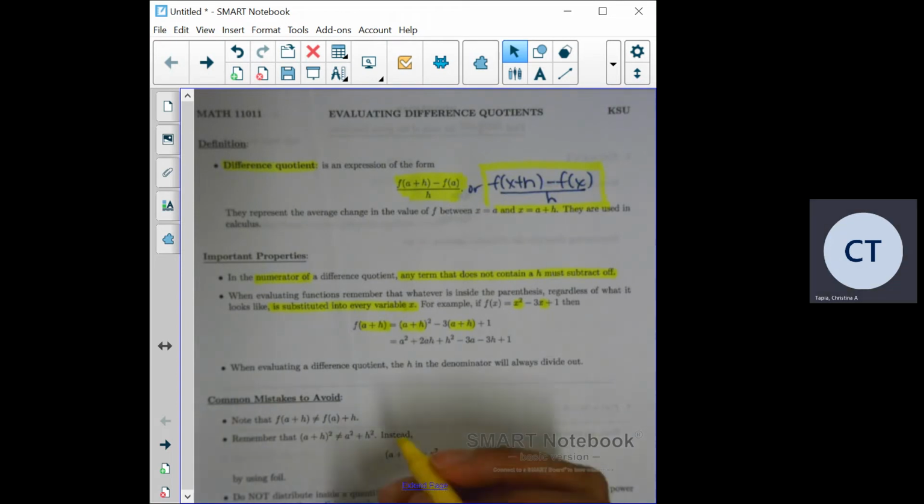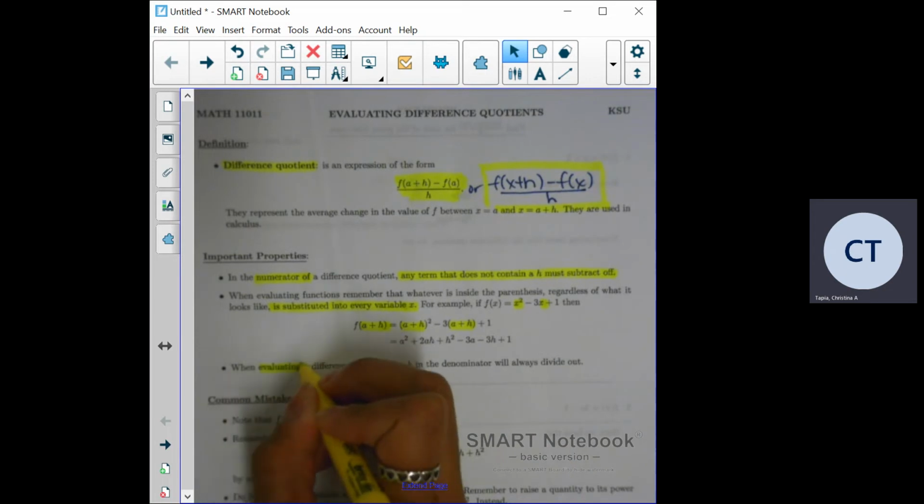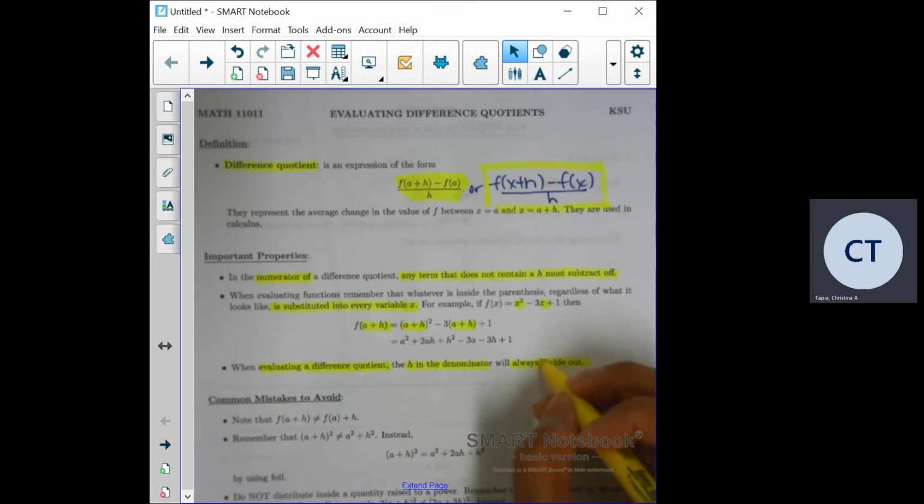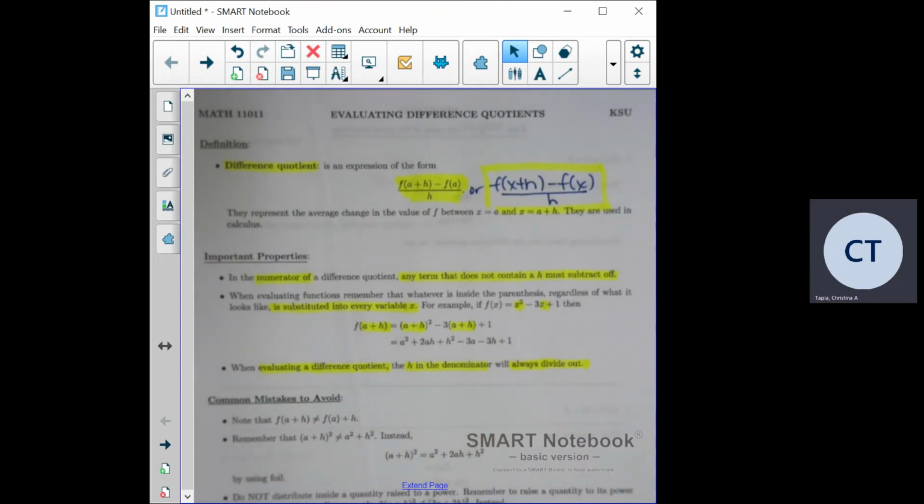And then the last part is when you're evaluating your difference quotient, the h in the denominator must divide out. It's going to actually always divide out. So when you're simplifying this expression and getting to your final answer, the h in your denominator should be gone.